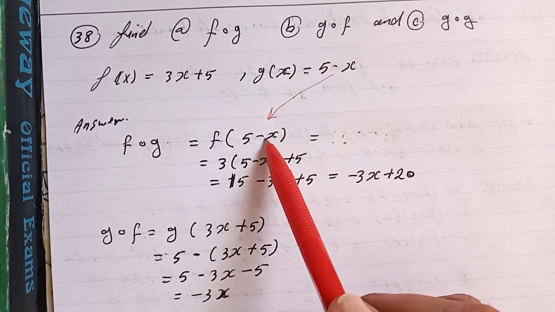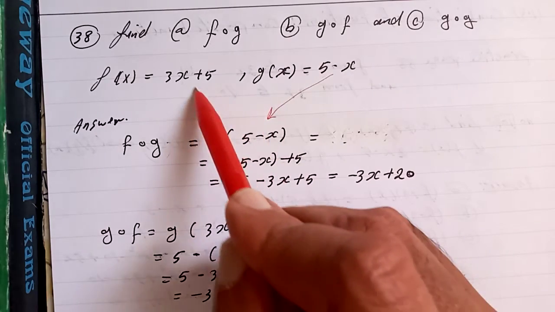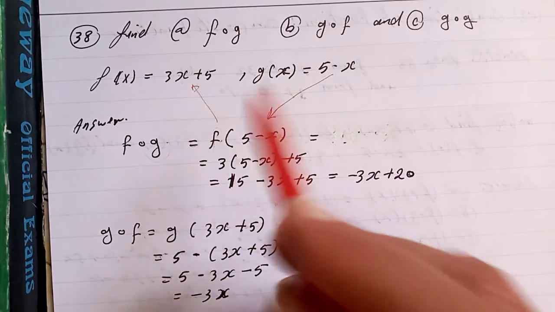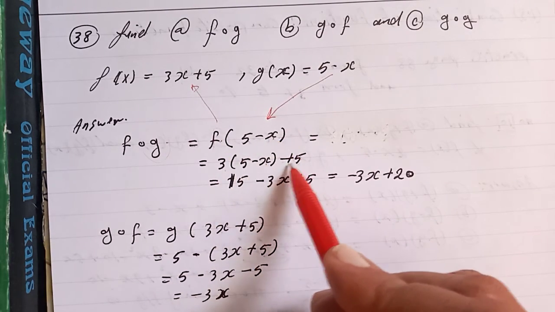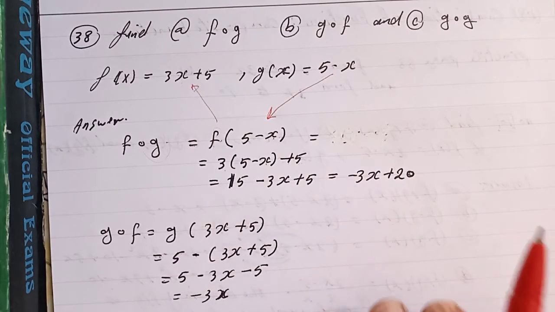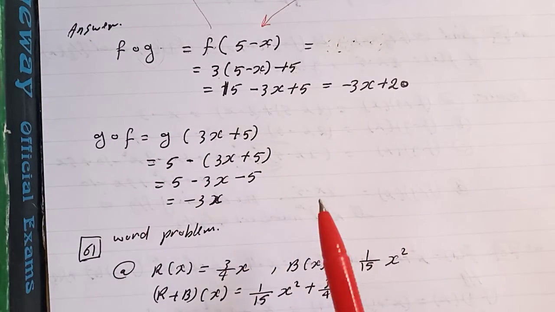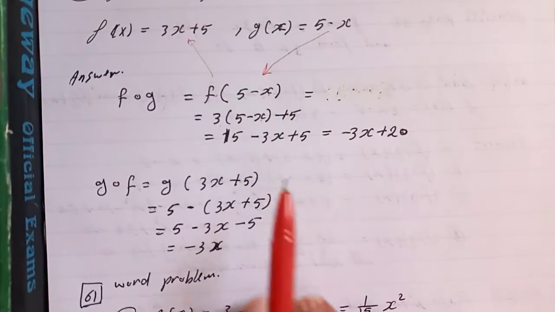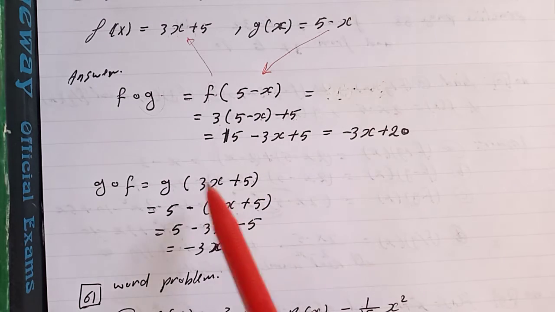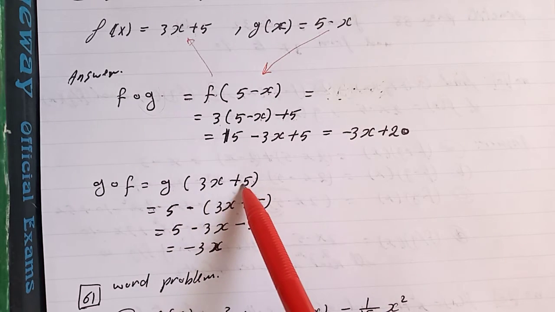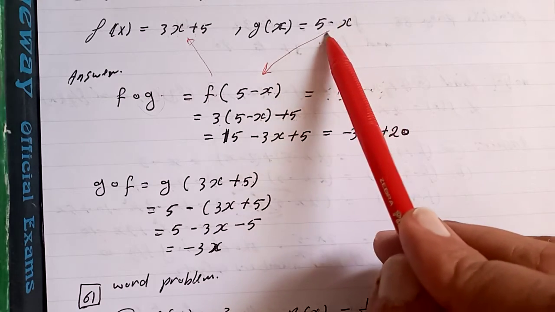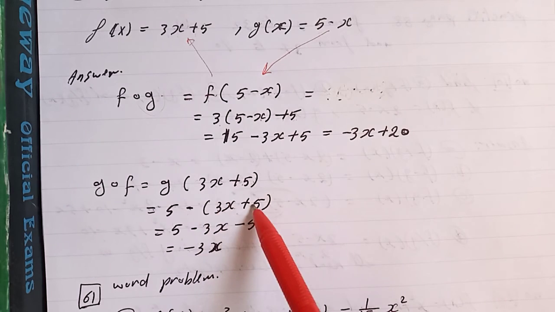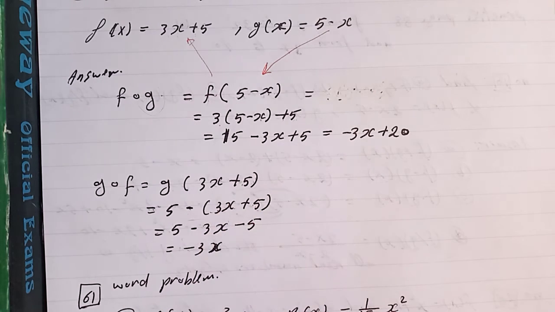f of 5 minus x means go to the f and replace the x by 5 minus x. It will be 3 times 5 minus x, plus 5. And then simplify. What about g of f? Means g of what? The f. It's 3x plus 5. And then get g of 3x plus 5. Means go to the g. It will be 5 minus, and replace the x by 3x plus 5. And then simplify.